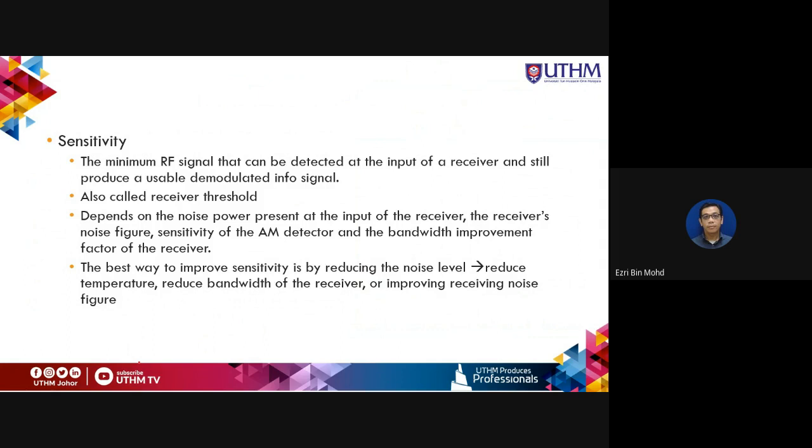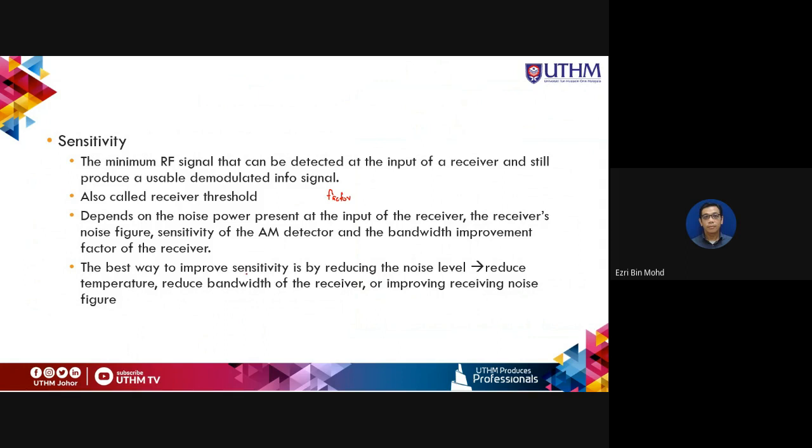Okay, the sensitivity mostly depends on the noise power at the input, the noise figure, the sensitivity of the EM detector, and also the bandwidth improvement factor of the receiver. So there are many factors that influence the sensitivity of a receiver.